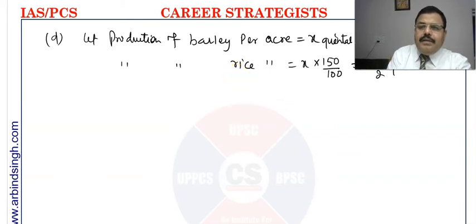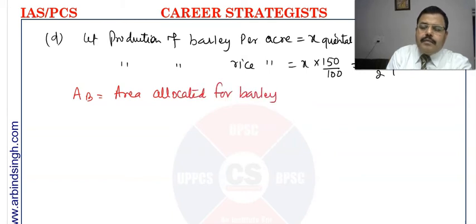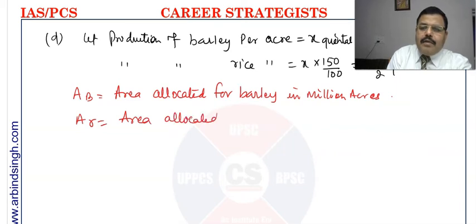Area, again we can write right here, let AB denote the area allocated for barley in million acres, and AR is the area allocated for rice in million acres, right?